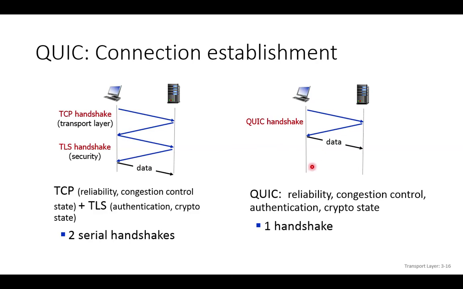But in the QUIC protocol, it is much easier, because in the QUIC handshake, in one handshake, not only is the connection established, but the authentication and these things are also performed. So it is much faster. QUIC requires one handshake, but the TCP approach requires 2 handshakes, one for the TCP connection and another for TLS security. So this is another advantage of QUIC in HTTP 3.0 over HTTP 2.0.